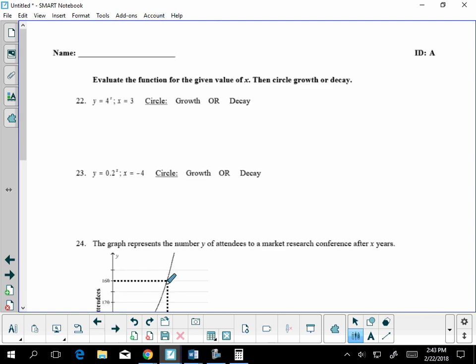All right, on number 22, that 4, it's greater than 1, so that is going to be a growth. And you want to evaluate that, 4 to the 3 is 64. 0.2, that's between 0 and 1, so that's going to be decay. And then you'd use your calculator, 0.2 raised to the negative 4, that's going to be 625.